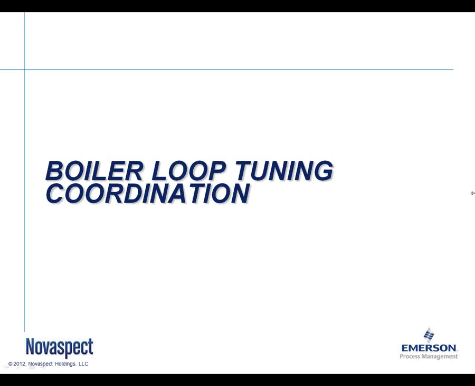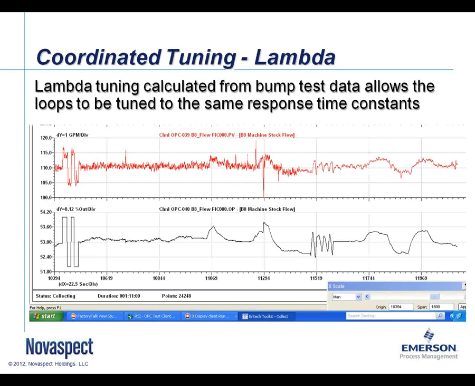Well, we find that the best way to coordinate tuning between different loops is to use a lambda tuning method. Now, some people will tell you that if we set the reset the same, won't it really be the same? Well, that's not the full answer. The actual response of the loop is determined by its first order characteristics. So you really need to model those characteristics before you can understand how to close loop control. And that's what the Lambda method allows you to do.